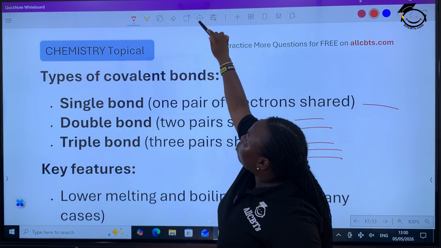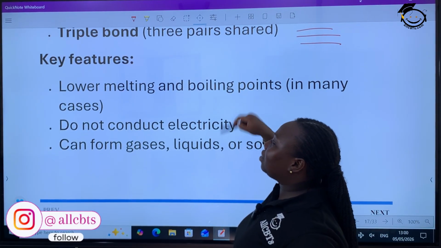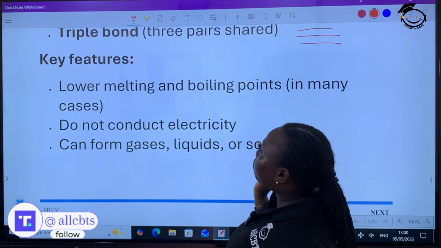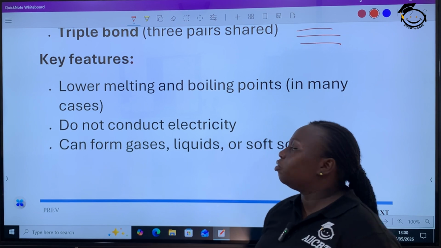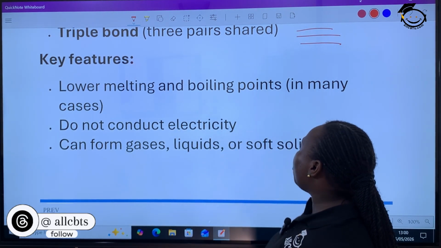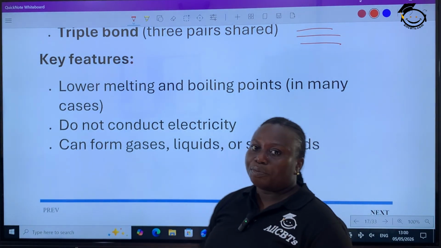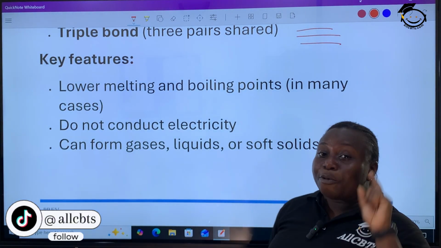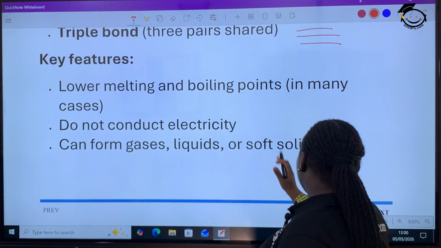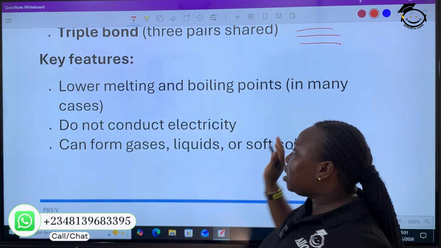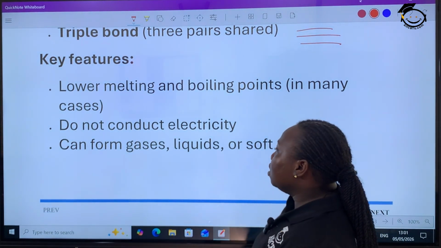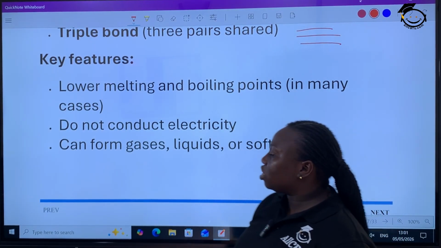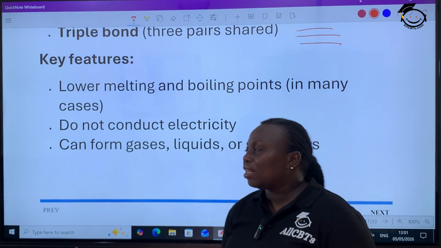Now, what are the key features or characteristics of covalent bonding? These compounds that bond by covalent bonding generally have low melting and boiling points. Now, they do not conduct electricity. Why? Because don't forget that we said it is non-metals that undergo covalent bonding. So for sure, they cannot conduct electricity. They can form gases, liquids, and soft solids. Why? Because they are non-metals.